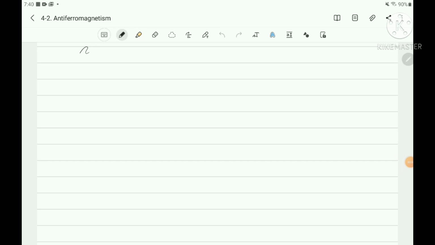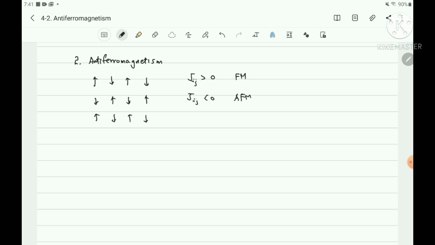Yeah, secondly, we consider antiferromagnetism. Antiferromagnetism is a magnetic ordering with antiparallel spin alignment like this: up, down, up, down, up, down. In the previous case, J_ij positive is the ferromagnet, but in an antiferromagnet J_ij is negative, for the Heisenberg spin interaction.